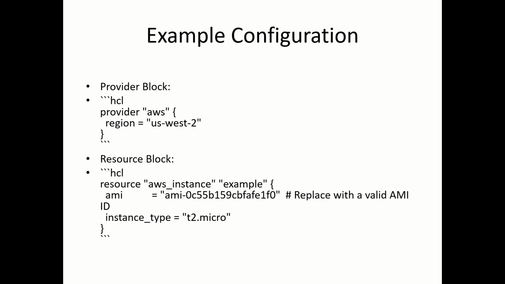So let's say this is the example where we are going to create an EC2 instance. The first thing you have to provide is the provider. Second, you have to provide the resource. So the resource is aws_instance. And now inside that you have to provide the AMI, which is nothing but a virtual machine ID that you have to provide in order to create your EC2 instance. And then the instance type, which is t2.micro here.